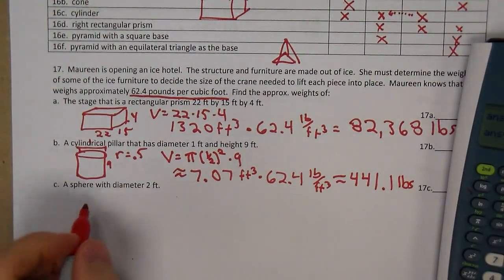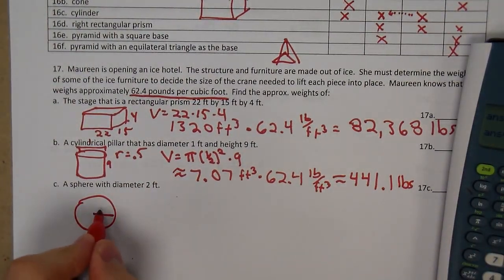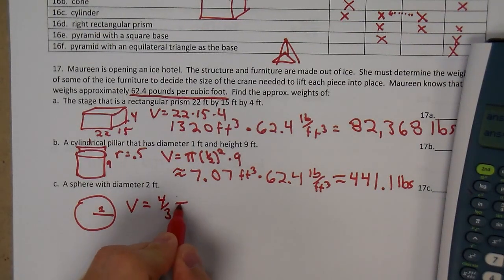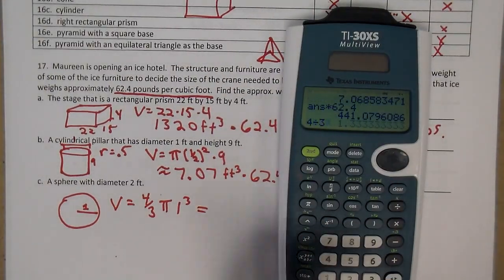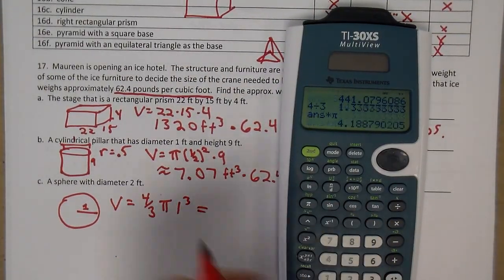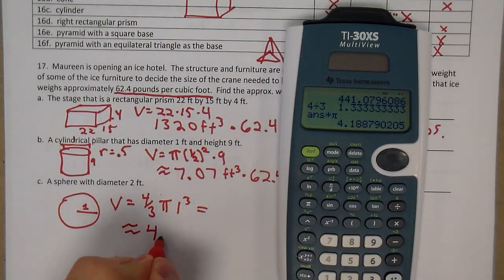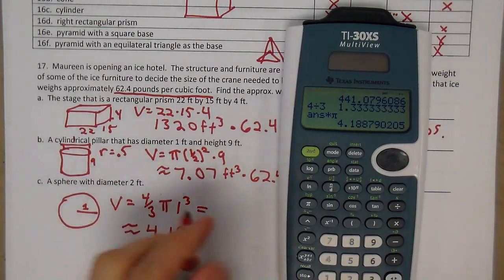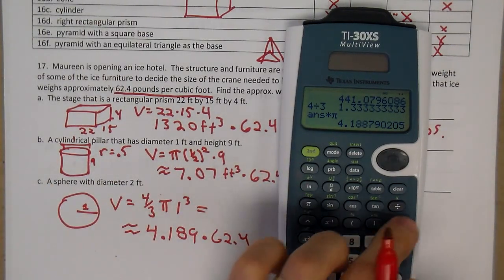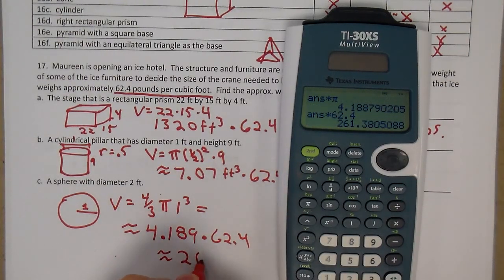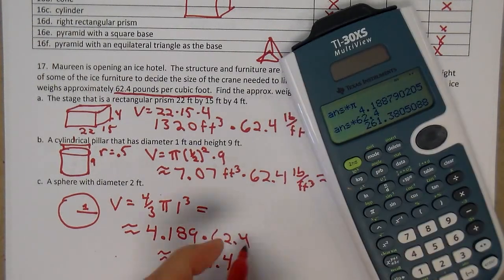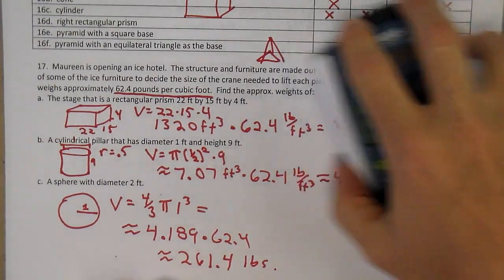A sphere with diameter of 2 has a radius of 1, so its volume is going to be 4/3 pi times 1 cubed. So we're really just going to go 4 divided by 3, times pi, which is about 4.189, but I'm really going to leave it in the calculator. So I now multiply it by 62.4, and we get it's about 261.4 pounds. That's a lot of heavy ice.